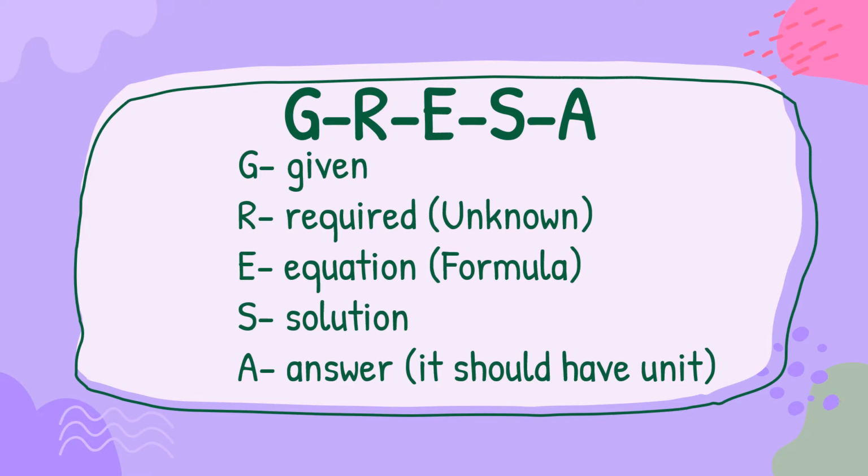Now to do that, let's use this procedure, the GRESA. G is for the given quantities in the word problem. R is the required or the unknown quantity in the problem. E is the equation or the formula to be used. S is for the solution. And A is for the answer. Take note that you should always have a unit on your answer.